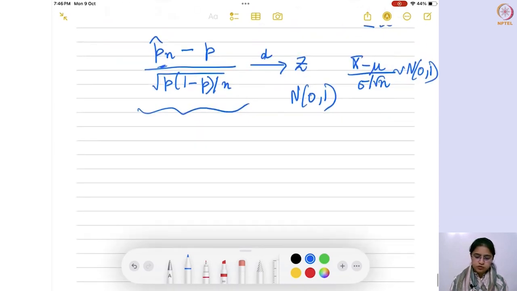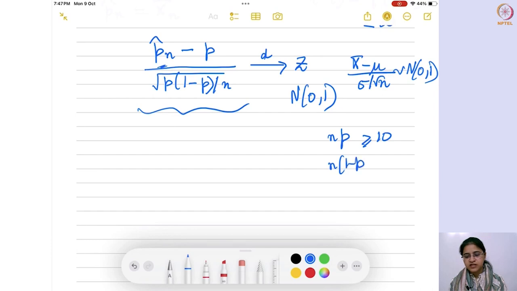Now for this result to hold true, we have two conditions. In general it is mentioned that np should be greater than 10 and n(1 minus p) should also be greater than 10. In some places you will find that instead of 10, they consider the criteria as 5. So np should be greater than 5 and n into 1 minus p has to be greater than 5. If these two conditions are satisfied, then you can use this approximation.